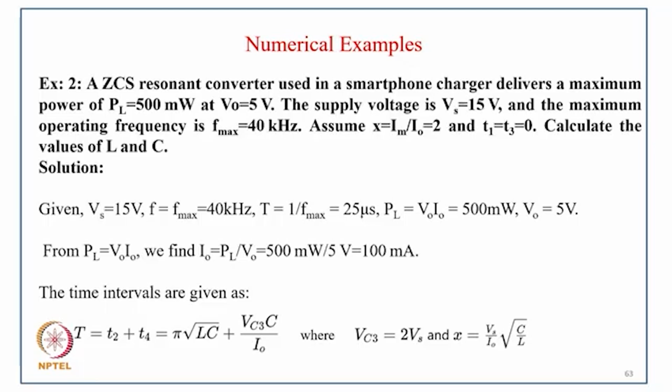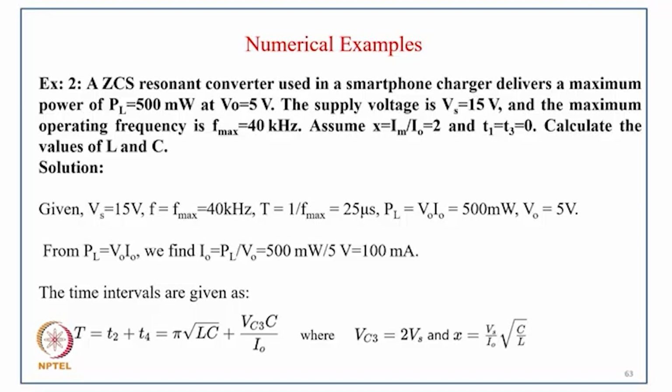Coming to example 2, a zero current switching resonant converter used in a smartphone charger delivers a maximum power of PL equal to 500 milliwatt at V0 equal to 5 volt. The supply voltage is Vs equal to 15 volt and the maximum operating frequency is F max equal to 40 kilohertz. Assume X equal to Im upon I0 equal to 2 and T1 equal to T3 equal to 0. Calculate the value of L and C.